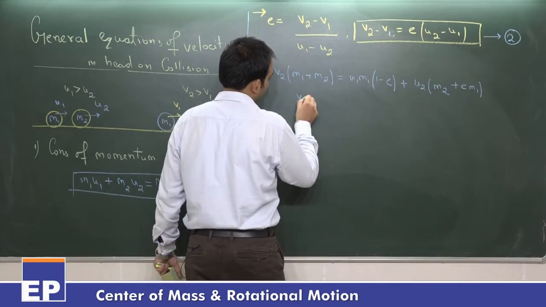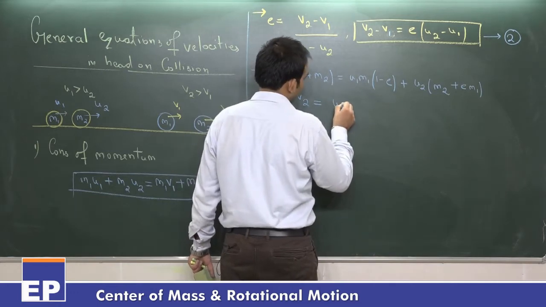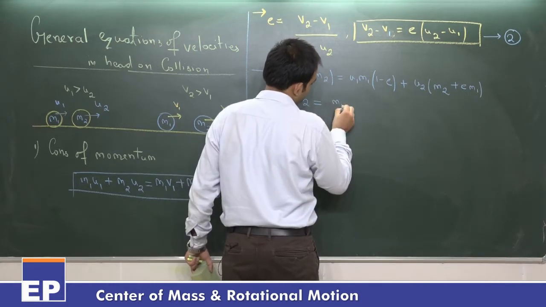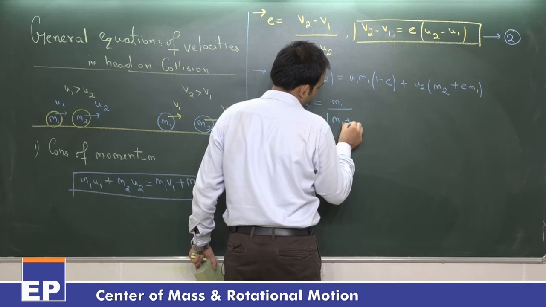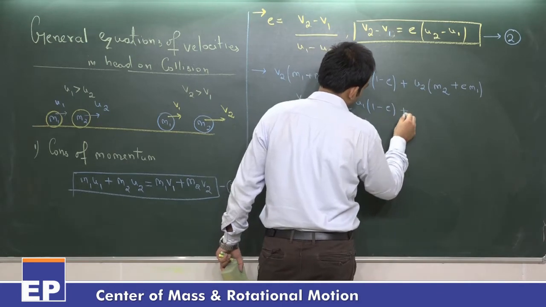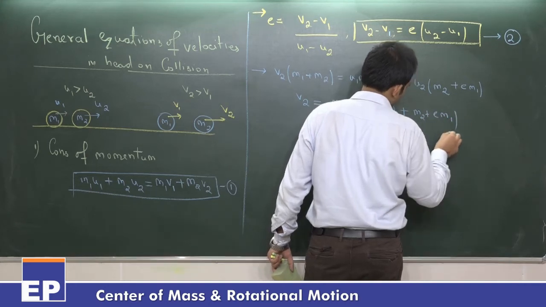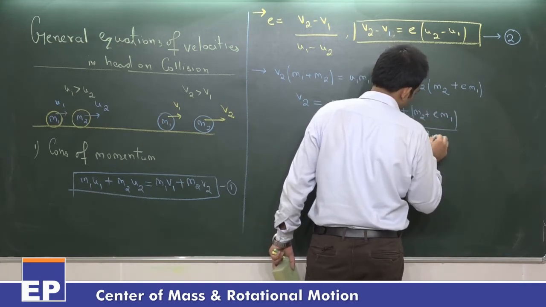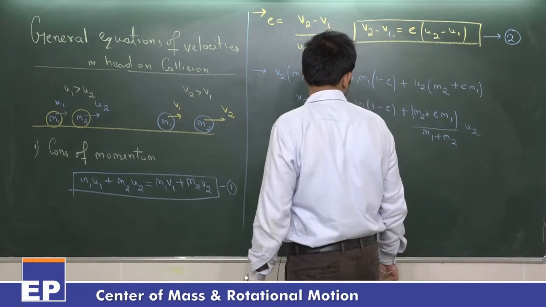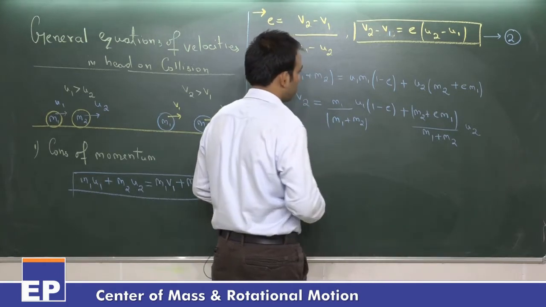So from there V2 will come out to be, that is U1, that is M1 by M1 plus M2 into U1 into 1 minus E, and it will become M2 plus E M1 divided by M1 plus M2 into U2. This is the thing, right? If we want to find V2, this is the term for V2.